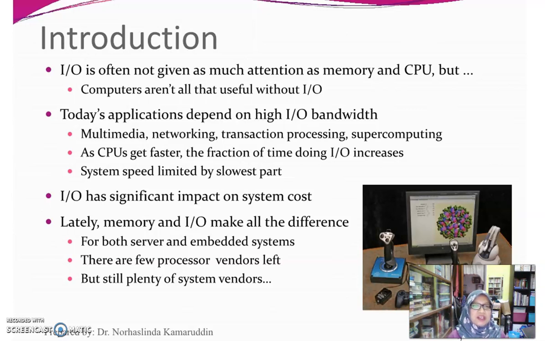Today's applications depend on high I/O bandwidth. For example, you want to play games, access the internet, and look at multimedia, networking and so on. As CPUs get faster, the fraction of time spent on I/O increases, and system speed is limited by the slowest part. I/O has a significant impact on system cost. Memory and I/O make all the difference, because for processors there are very few vendors left, but there are a lot of system vendors.